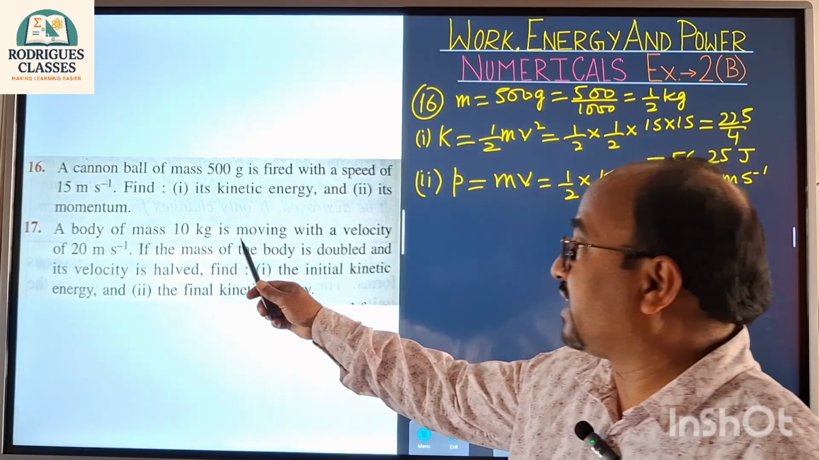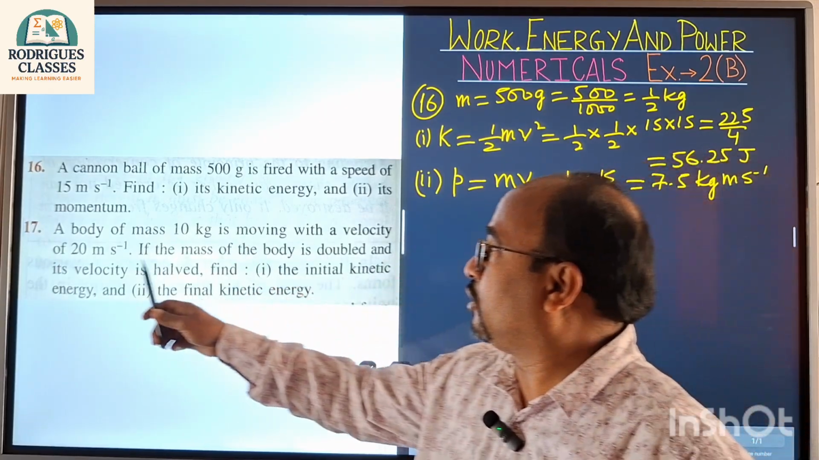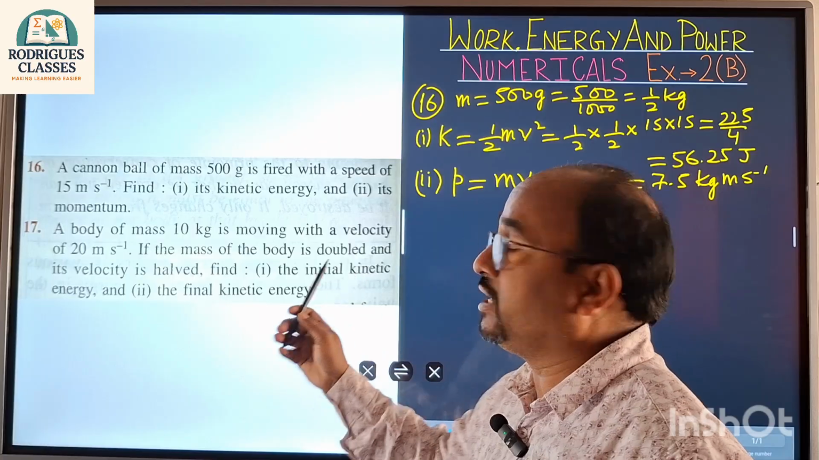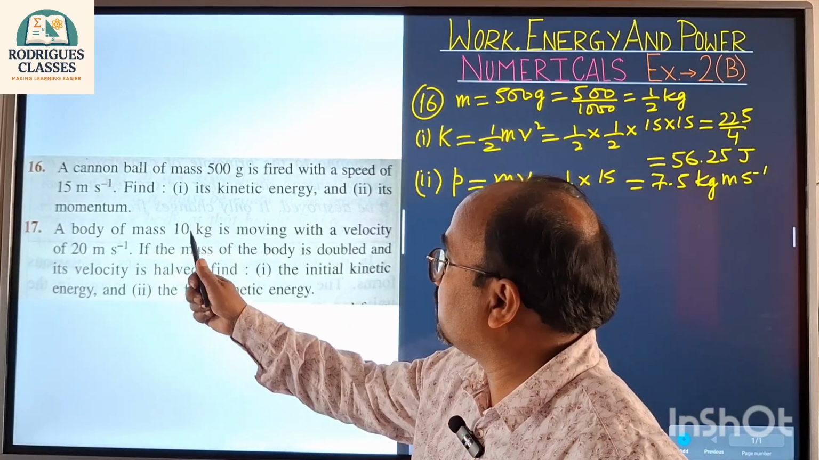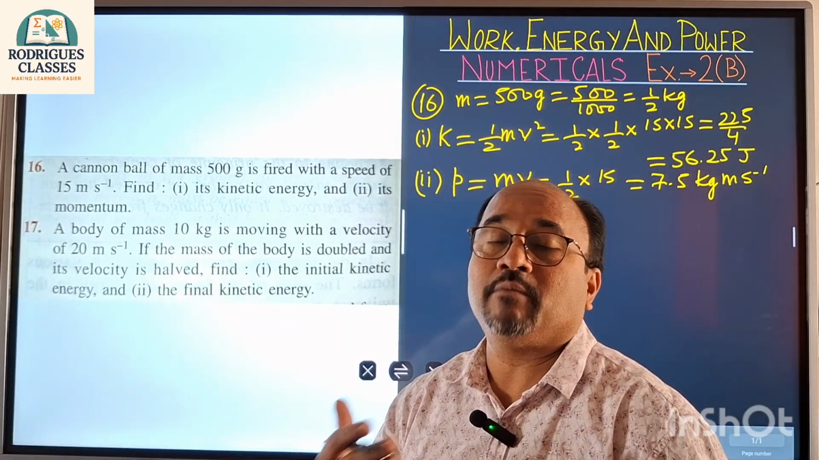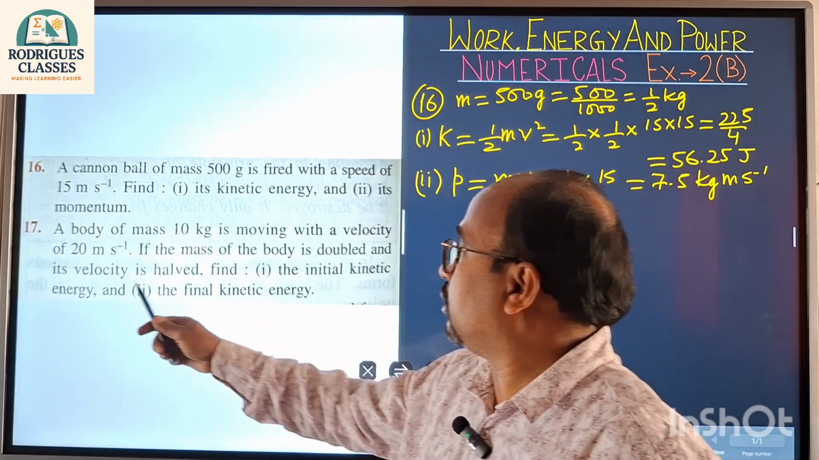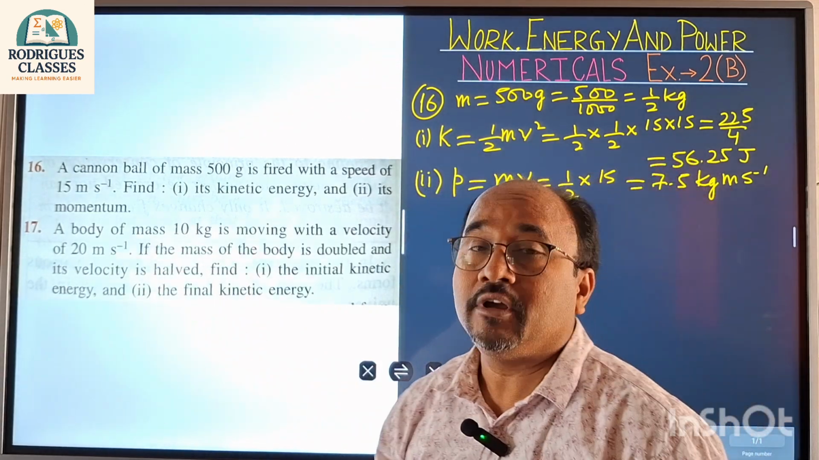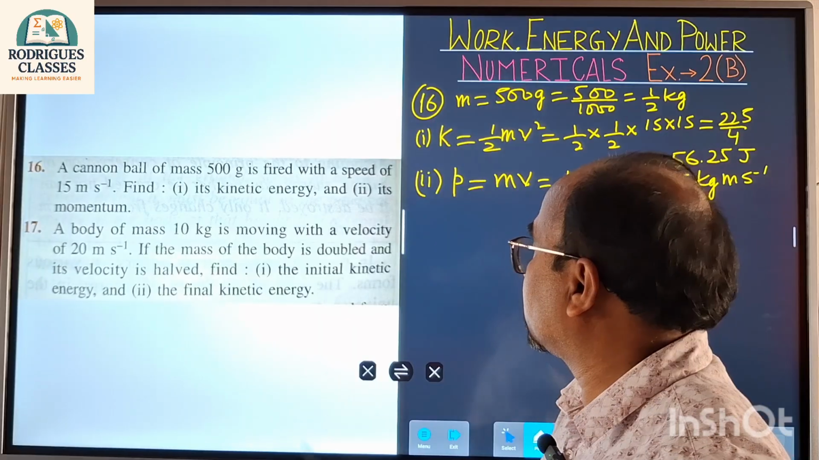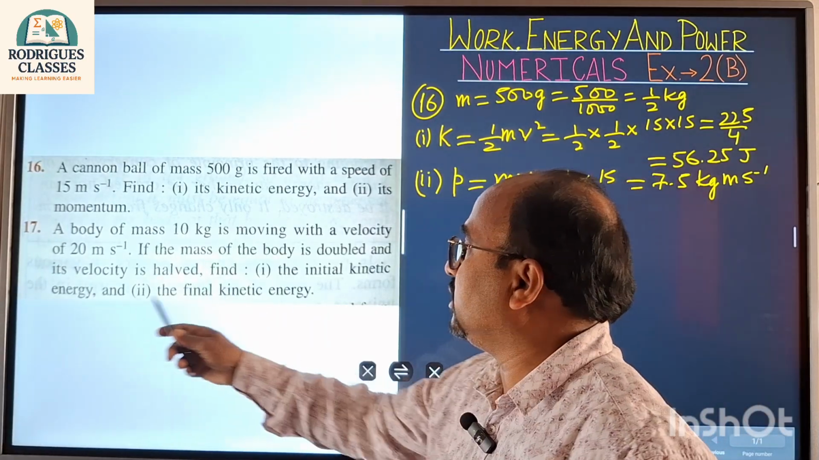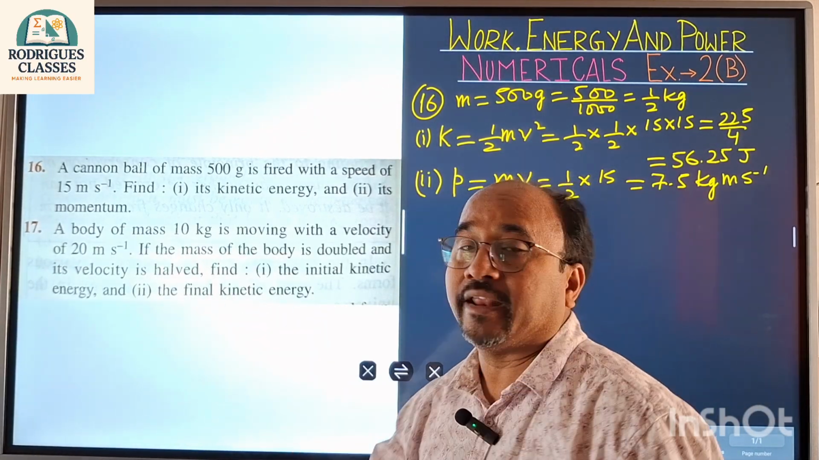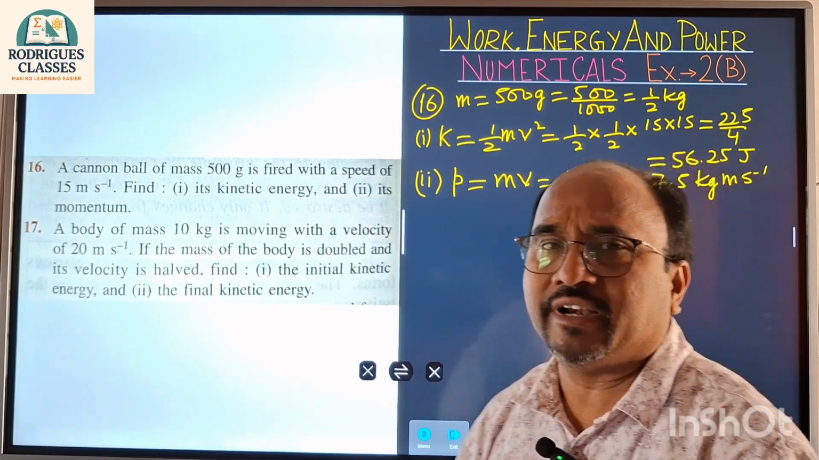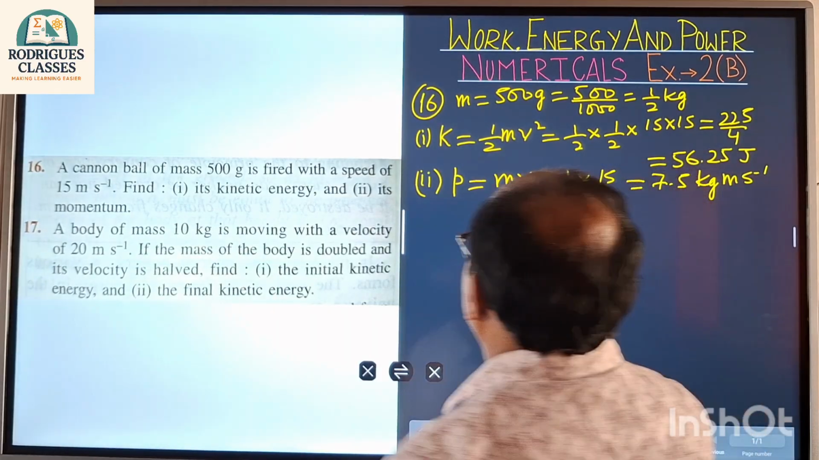A body of mass 10 kg is moving with a velocity of 20 meter per second. If the mass of the body is doubled, so whatever is the mass 10 kg will become 20 kg and the velocity is halved. So velocity from 20 it will become half, that is 10 meter per second. You are asked to find the initial kinetic energy and the final kinetic energy. So in both cases we have to find the kinetic energy. A very direct formula sum is there.